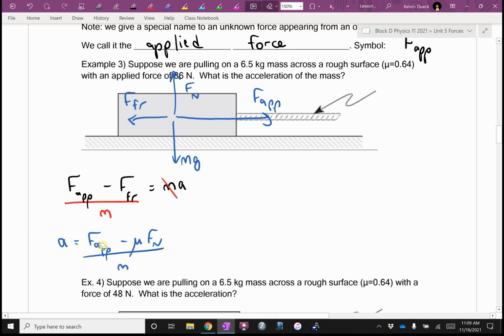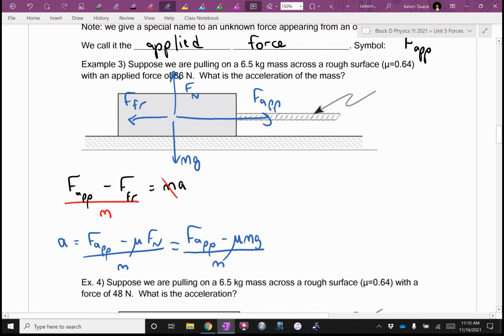Dan, do I know F applied? 86. Do I know mu? You're right. It's in the question. Read. You'll see it. 0.64. I don't know the normal force. Oh, but look. I know another force that has to be exactly the same size as the normal force. Which one? That's the little leap we're making here. So I think, Dan, I can rewrite this as F applied minus mu mg all over m.